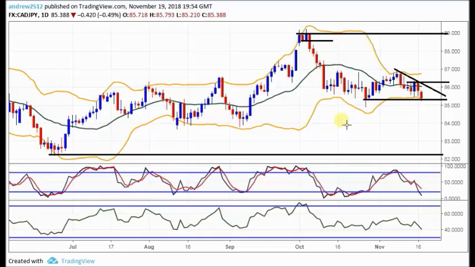Okay, so I like the look of both these pairs, obviously. We shall see how they go.